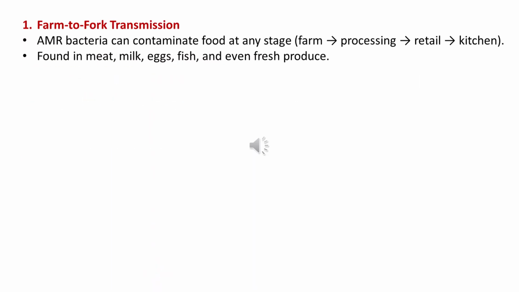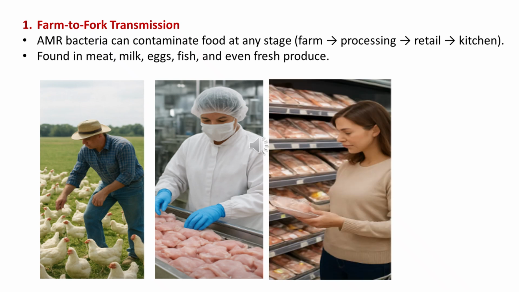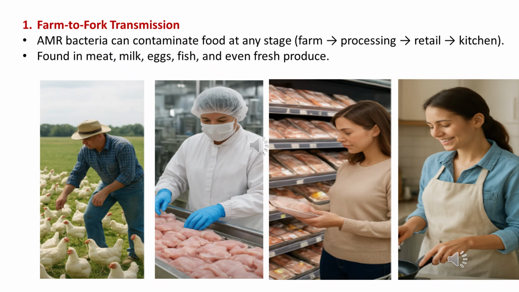Farm to fork transmission. AMR in bacteria can contaminate food at any stage. AMR can be found in meat, milk, egg, fish, and even fresh produce. So, this AMR present in these edible substances can contaminate food at any stage, from farming to processing to retail, and finally lands up in our kitchen.